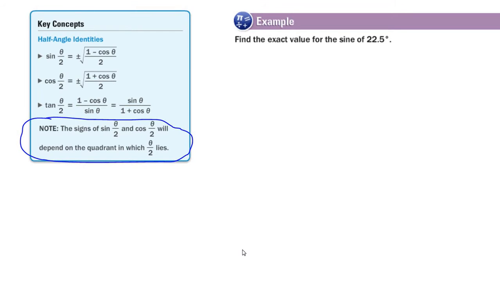All right, we are looking at the half-angle identities. And so these can be a little intimidating. Stick with me, they're not too bad. You get a little practice, like anything.